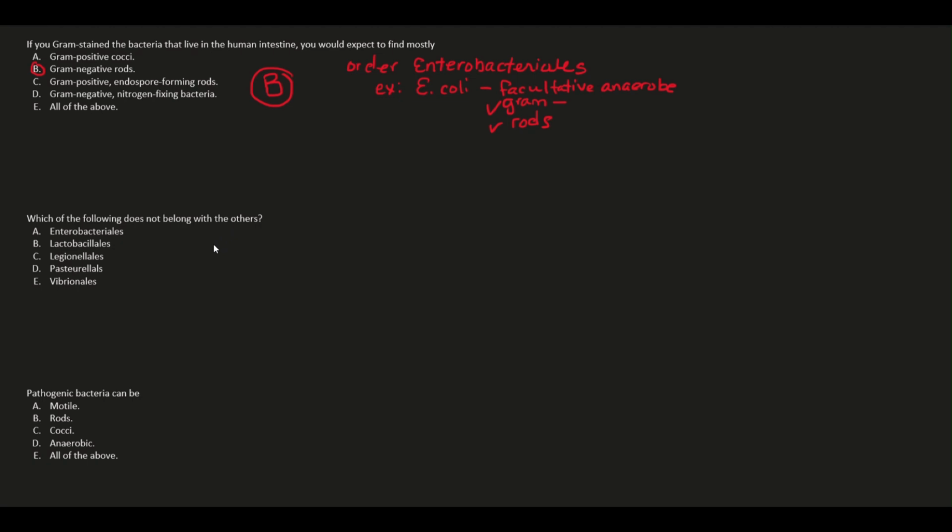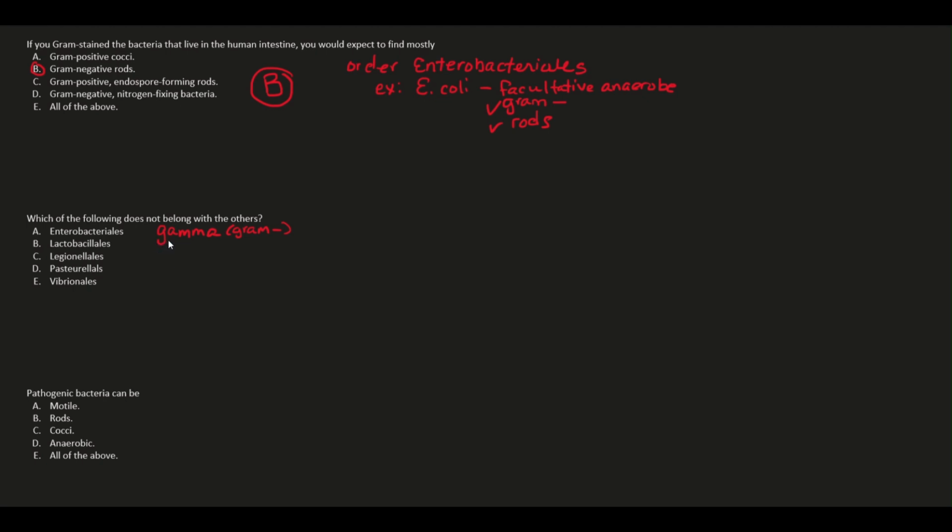Which of the following does not belong with the others? A. Enterobacteriales, B. Lactobacillales, C. Legionellales, D. Pasteurellales, E. Vibrio. A, it's not a gram. Let's go back. It's a gamma, gamma proteobacteria, which is gram-negative.